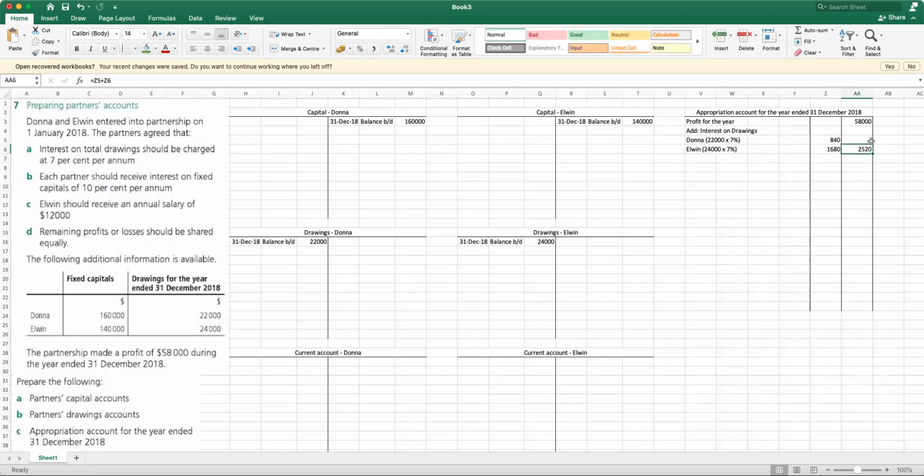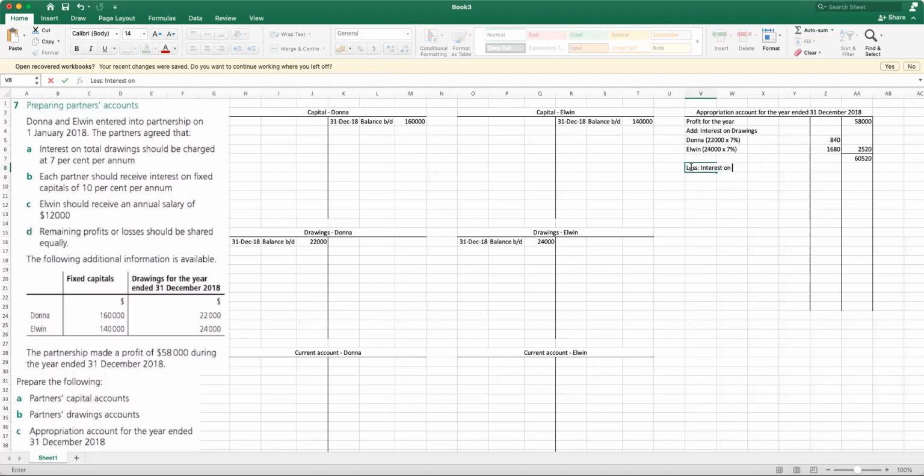So this is the total amount that will be added into our profit for the year. So these two will be added to the profit for the year at this one here. So you get 60,520. So now, this 60,520, we need to redistribute them in accordance to the amount of fixed capital. So now we need to reduce it because we're giving it away.